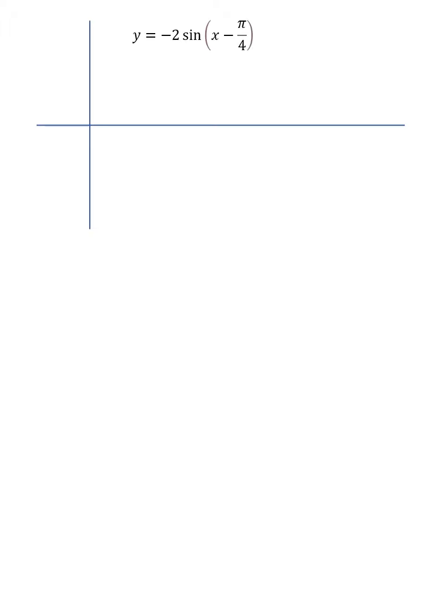On this problem, we're being asked to graph this equation, and they ask us several questions about that graph. First, let's concentrate on graphing it. Remember that this -2 is going to give us an amplitude of 2, and it's also going to invert or reflect the normal sine graph through the x-axis. Also, the minus pi over 4 being added to x will have a right shift of pi over 4 spaces.